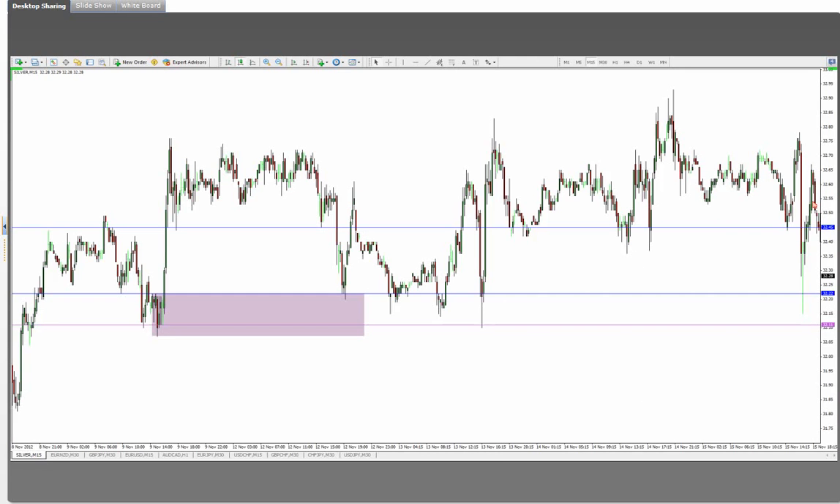Okay, so I'm going to talk through 10 examples. 5 of them are SR based and 5 of them are SD based. Just look at how I would analyze the setup and how I would find my entry and stop loss.